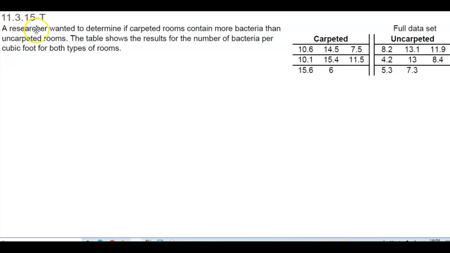11.3.15-T. A researcher wanted to determine if carpeted rooms contain more bacteria than the uncarpeted rooms. The table shows the results for the number of bacteria per cubic foot for both types of rooms. So here is the carpeted and the uncarpeted.